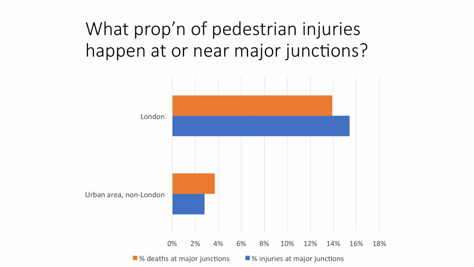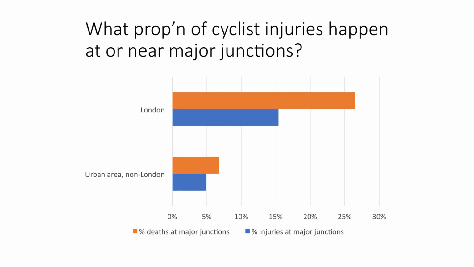Now, that graph doesn't tell us why that is. It could be there's more major junctions, there's more pedestrians in those places, but it tells you, if you want to look at casualty reduction, this maybe gives you some ideas of where it's particularly problematic. If we look at cyclist injuries, then it really stands out even more.